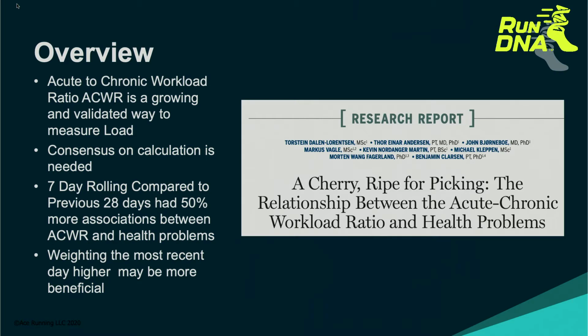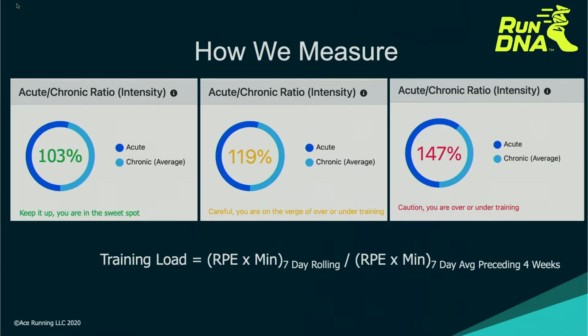But basically what we see with this is that you're taking the training load, to put it in a formula here, of the last 7 days, which we calculate with Session RPE. So you go for a run, it's 60 minutes long, and you rate it as a 4 out of 10 intensity because it's an easy run.